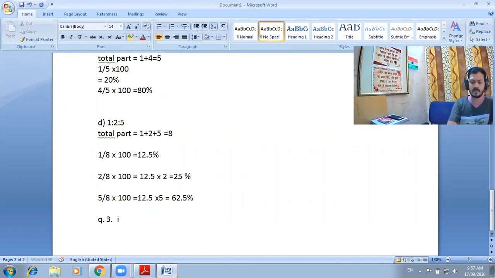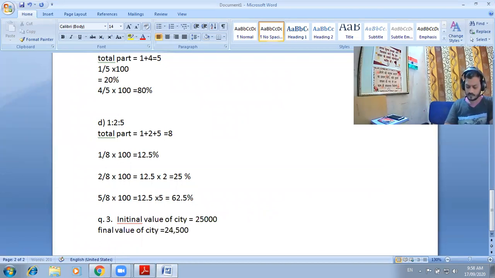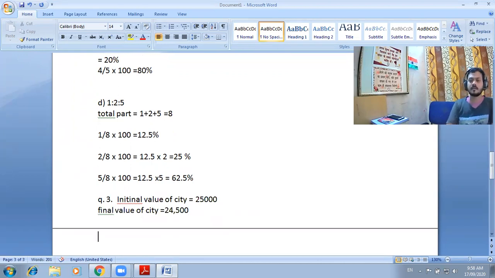So we can solve our question here one by one. On the screen, you can see carefully what is given. Initial value of population, initial value of city, equal to 25,000. And final value of city equal to 24,500. And then we can see here whether the population is decreasing or increasing. The population is decreasing.